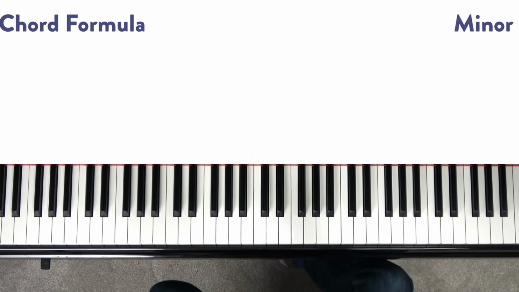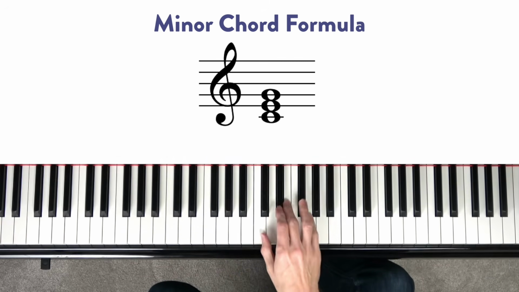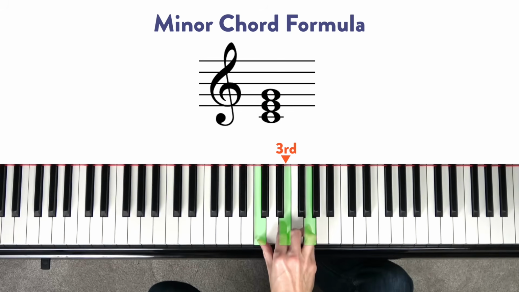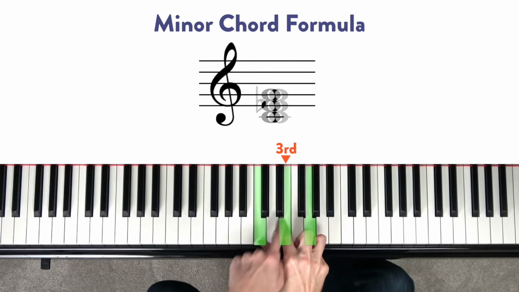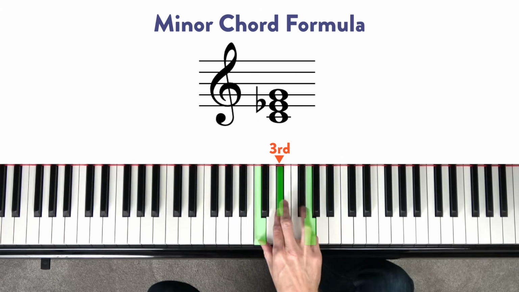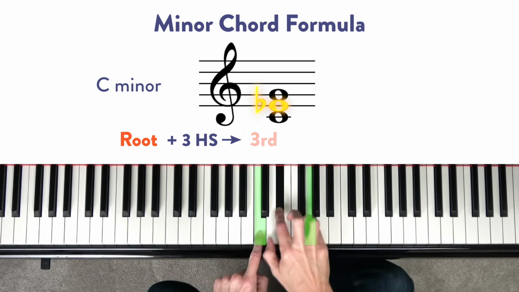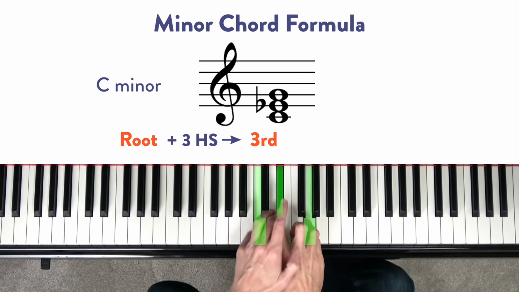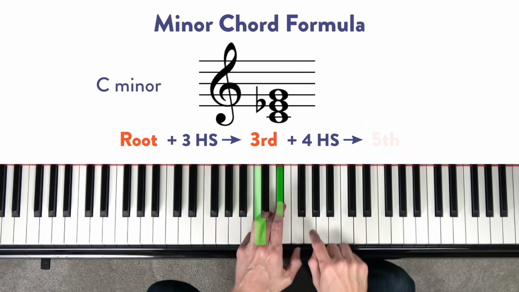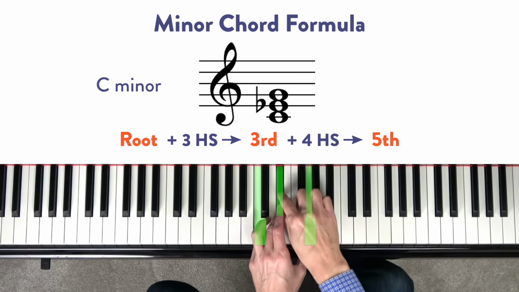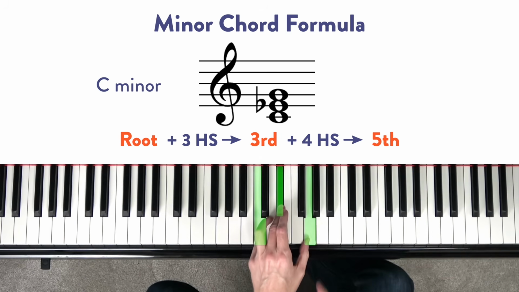To make a chord minor, all we have to do is take the third of the major chord and lower it exactly 1 half step. So this is C minor. And you'll notice when we do that, now we have 1, 2, 3 half steps from the root to the third, and then 1, 2, 3, 4 half steps now from the third to the fifth.